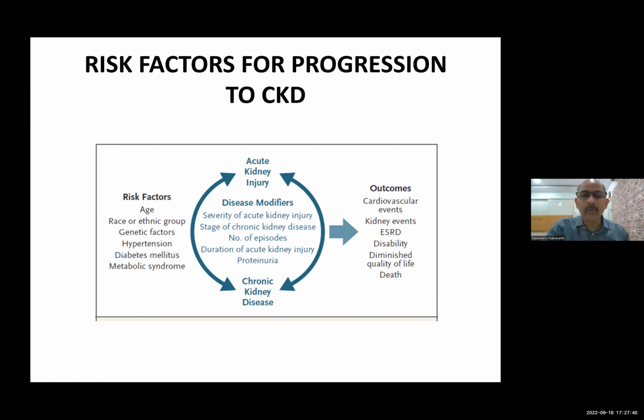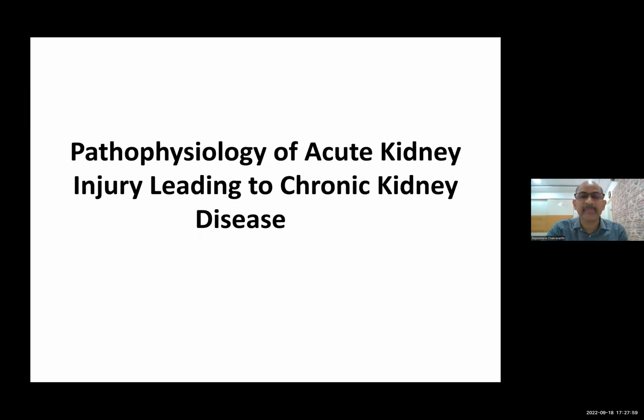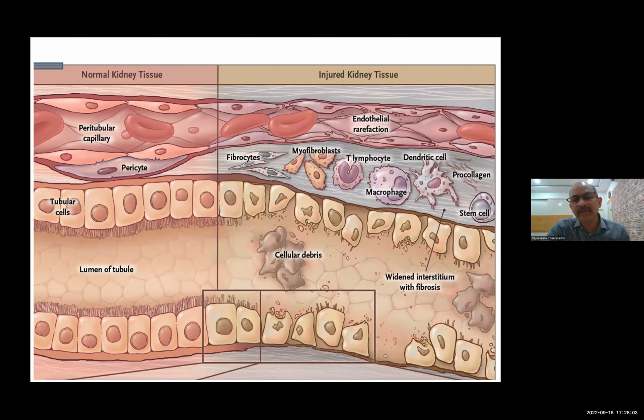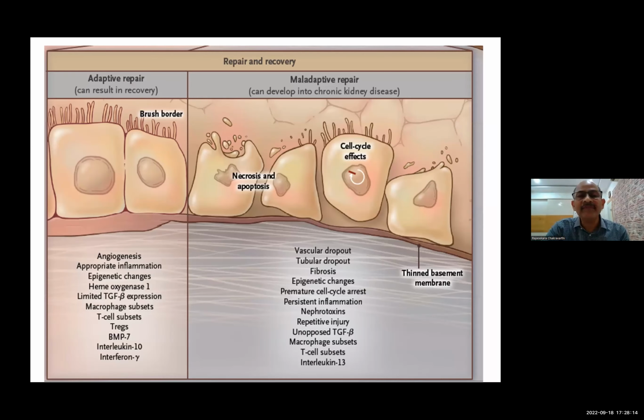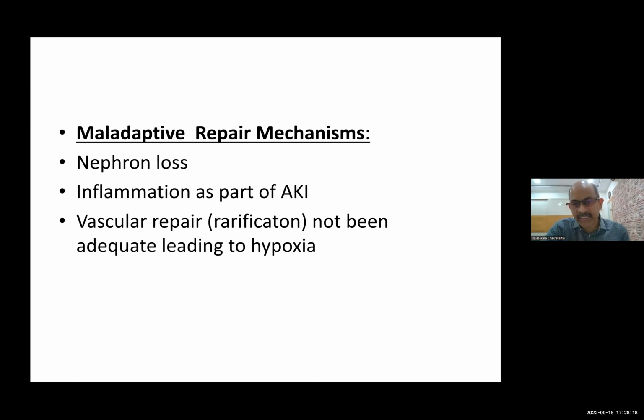And we now know the disease modifiers which cause progression from AKI to CKD are the severity of AKI, number of episodes, and also the duration of AKI. The longer the AKI, the more chances that CKD develops in these people. So we also know today, when you have a normal kidney tissue and when you have an AKI, the recovery is not complete and there is a chronicity setting in very early because of three different mechanisms. One of them is known as nephron loss. Second is inflammation as part of it. And the third is rarefaction or vascular rarefaction, which leads to hypoxia of the adjacent normal tissue. I will not have time to go through these things, but both experimentally and in humans, we have data now to support maladaptive repair mechanisms, which make your AKI go on to CKD.